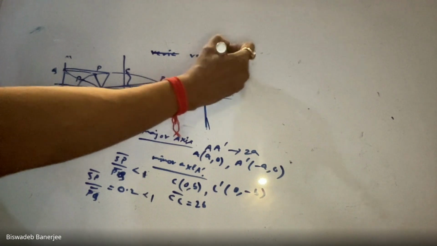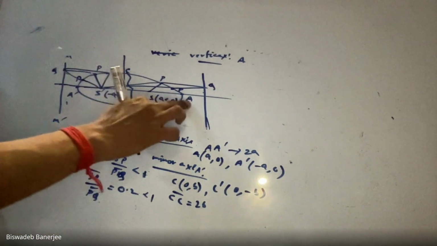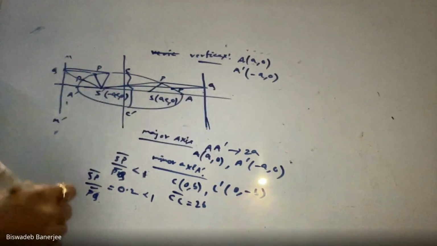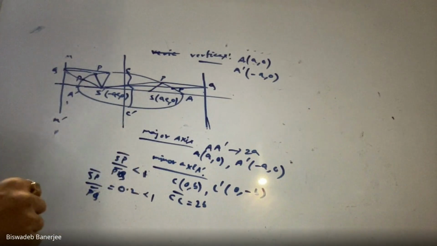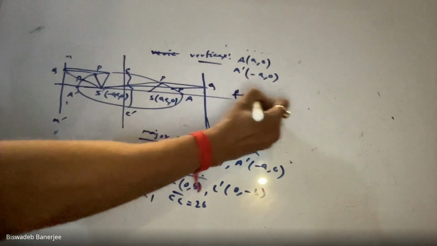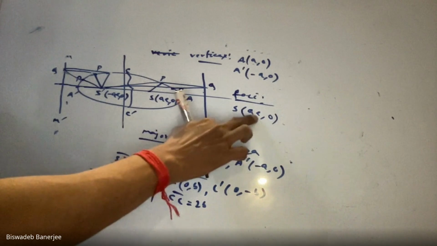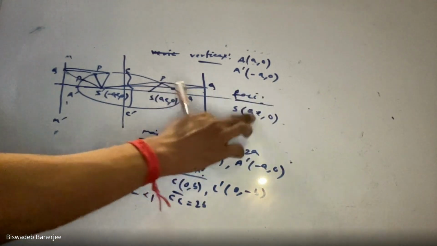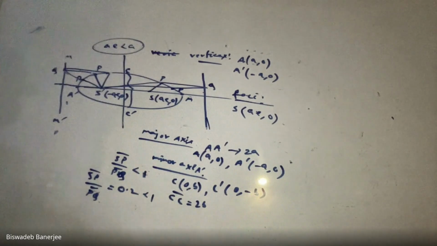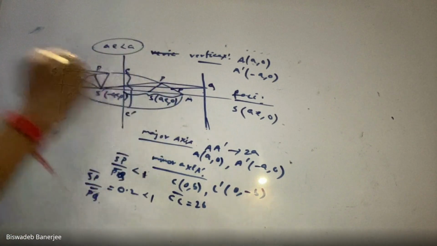Here is the summary. My first vertex is capital A, which is (a, 0). My second vertex is (-a, 0). As a whole, these are called vertices. And the last thing, my foci. My first focus is (ae, 0). Since e is less than 1, ae lies inside, because ae is less than a. Obviously, if this length is your a, ae will be inside this.